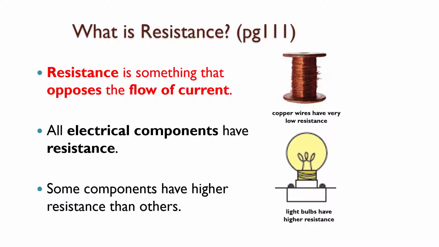Lastly, let's talk about resistance. Resistance is something that opposes the flow of current. So oppose the flow of current. It is something like friction. So all electrical components have resistance. Some have higher resistance compared to others. And it's because of this high resistance that our light bulb or the filament in the light bulb have, which allows it to give out light.